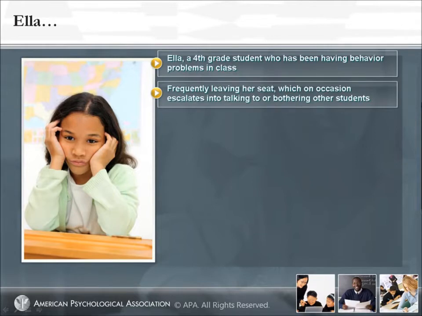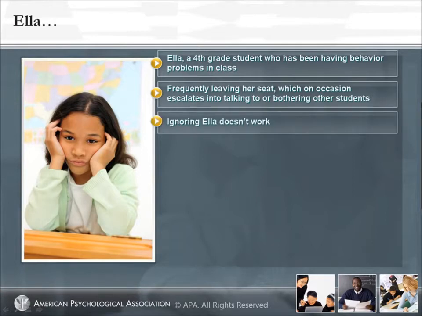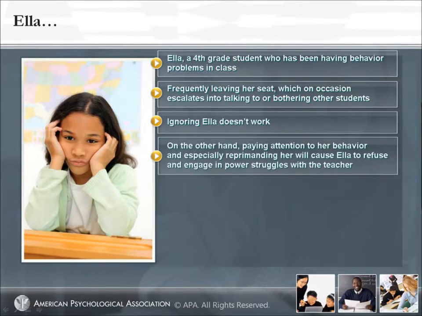She shows noncompliance and occasional disobedience when asked to return to her seat. Ignoring Ella doesn't work. She simply seems to escalate from wandering to talking to bothering. On the other hand, paying attention to her behavior and especially reprimanding her will cause Ella to resist and engage in power struggles with the teacher.